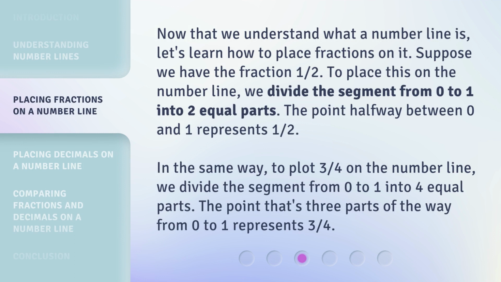Now that we understand what a number line is, let's learn how to place fractions on it. Suppose we have the fraction 1/2. To place this on the number line, we divide the segment from 0 to 1 into 2 equal parts. The point halfway between 0 and 1 represents 1/2. In the same way, to plot 3/4 on the number line, we divide the segment from 0 to 1 into 4 equal parts. The point that's 3 parts of the way from 0 to 1 represents 3/4.